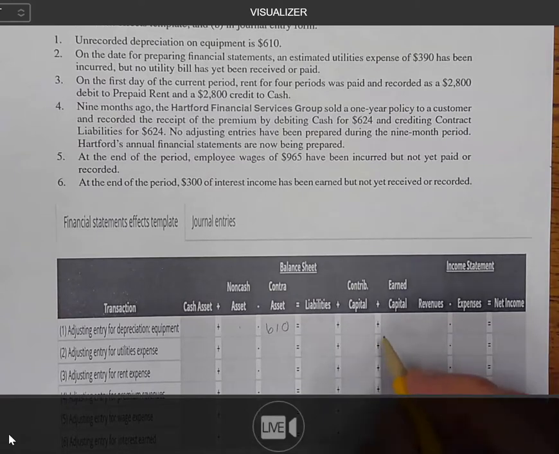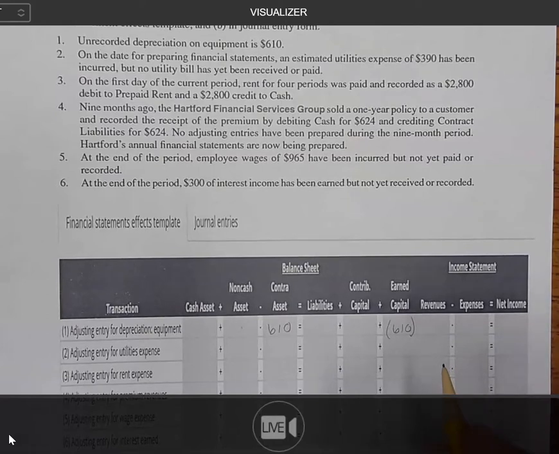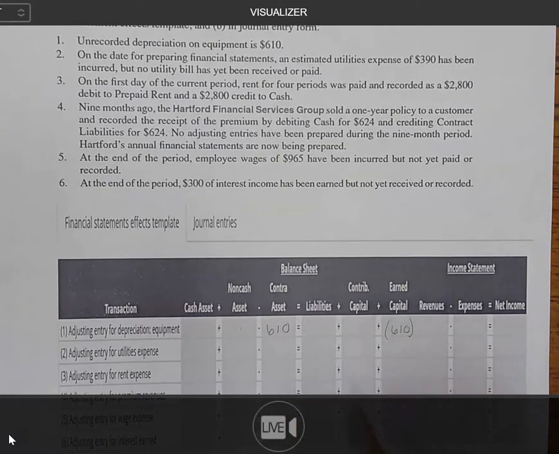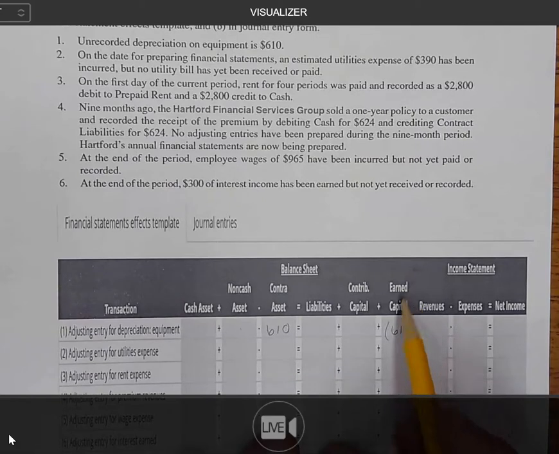However, earned capital has actually gone down, because the net value of this equipment has gone down by way of accumulated depreciation. Let's say hypothetically that we had $10,000 of equipment here. We still have the $10,000, we just don't see it. The $610 effectively reduces the net asset value on the balance sheet to $9,390. Because of that, on the balance sheet, we would say that owner's equity, or better said, overall equity, has gone down by $610.